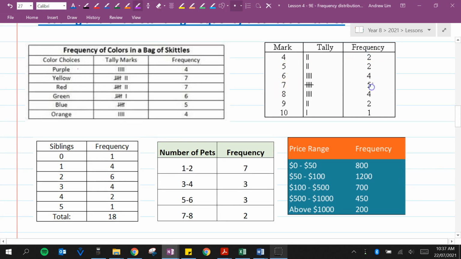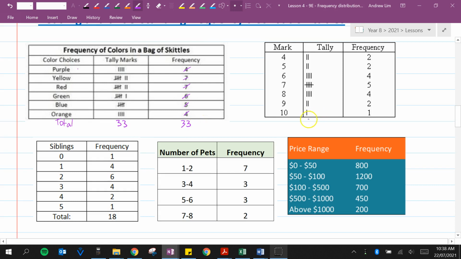Okay, now often frequency distribution tables will have an extra row called total. We just add up the tallies or the frequency. The tally and frequency total will be the same. So here we got 4 plus 7 plus 7 plus 6 plus 5 plus 4. Well, that's 10, 24, 29, 33. So this one's just going to be 33 here. So that means there are 33 Skittles in the packet.